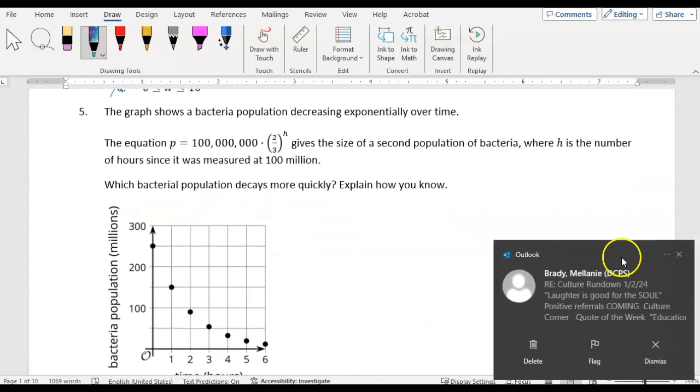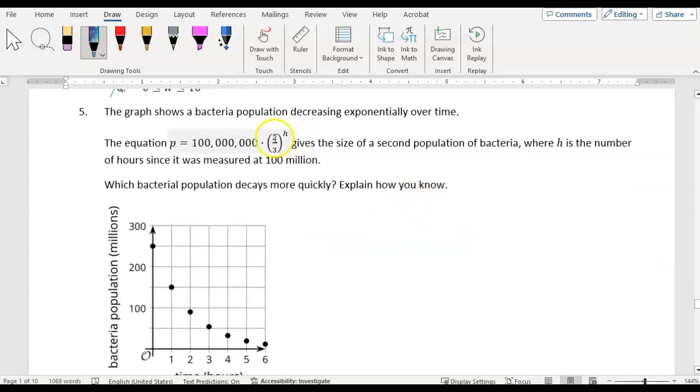All right, number 5 says the graph shows a bacteria population decreasing exponentially over time. So the graph we'll say is A, and then this equation B is our second graph, or our second situation. So in this case, the population remaining, right, our factor is 2/3. We're losing 1/3 of the population each time, but we're keeping 2/3, okay? So I'm just going to put a little note here, losing 1/3 of the population.